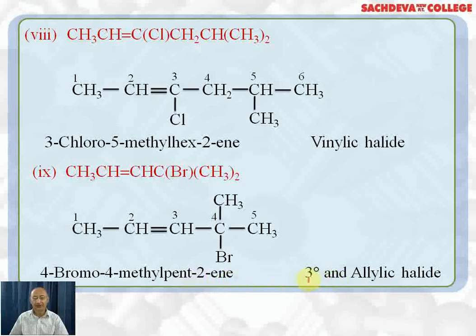This one is a tertiary halide because Br is attached to a tertiary carbon, but this is an allylic halide. Allylic means that this is attached to the next carbon. Br is attached to this carbon and the double bond is attached to the next carbon. So then it is called allylic halide.